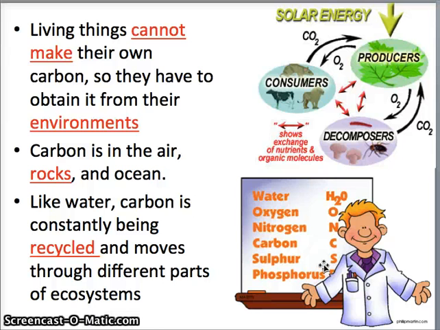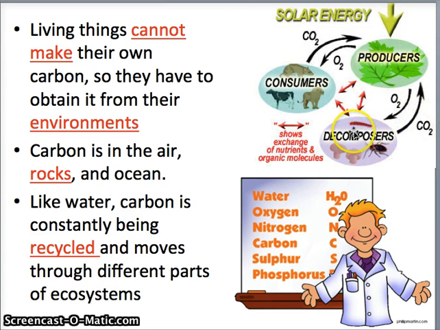We find carbon in the air, such as in the form of carbon dioxide. We find it in rocks, and we also find it in the ocean. And so, like water, carbon is being recycled, and it's constantly moving through different parts of ecosystems. The key word here is recycled. It's never created or destroyed. It's recycled and shuffled among living things.